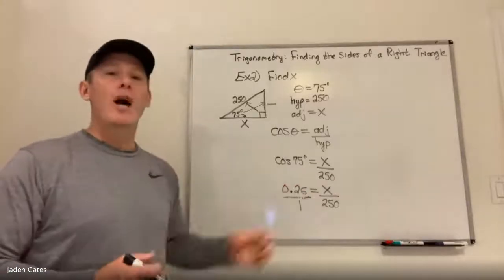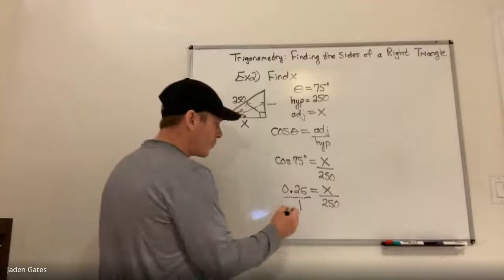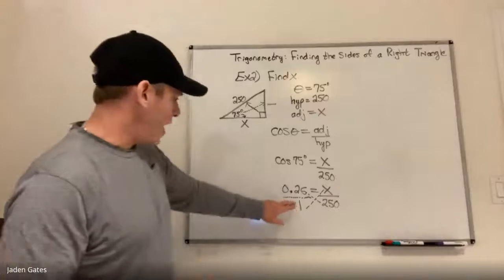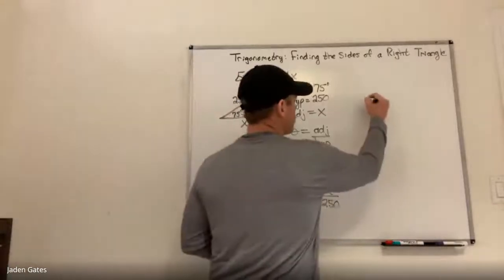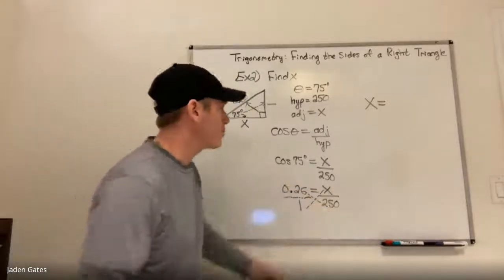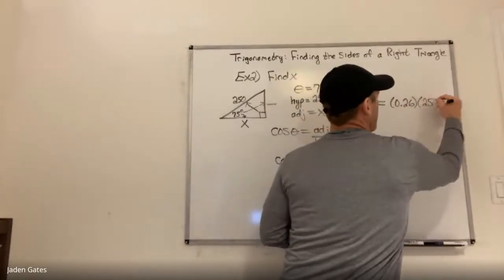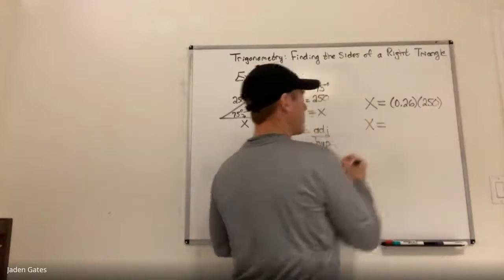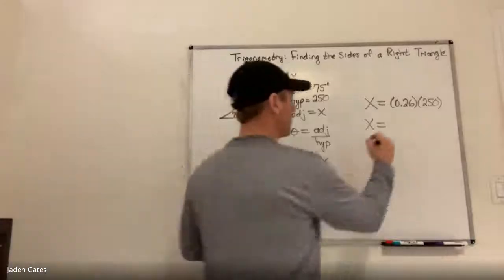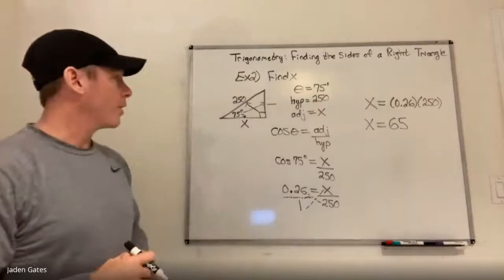Now, the reason I do have a fraction equaling a fraction is that it helps me easily solve for x, because the easy way to get out of a fraction equaling a fraction is that you cross multiply. So I'm going to have a 1 times x, which is just x, and then I'm going to have 0.26 times 250. When I take 0.26 and multiply it by 250, I'll get my x. And in fact, I'm getting 65 right on, actually. And there we go.